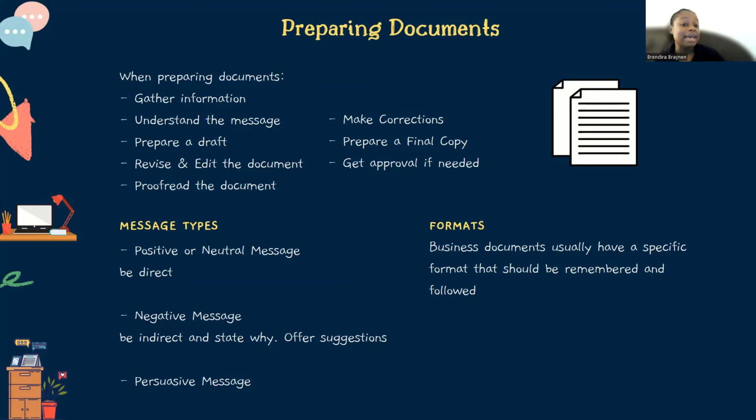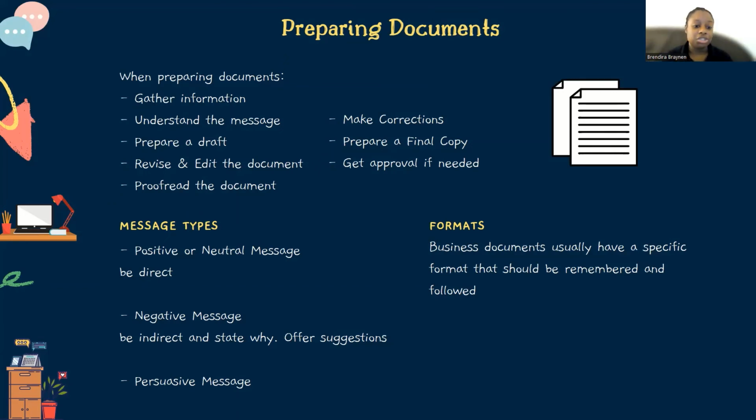You're going to revise and edit the document. So look at it, make changes, rewrite some things, fix some things. You're going to proofread the document, make any corrections, prepare a final copy, and then get approval if needed. So if somebody needs to sign off on the letter before it's sent, then that's a part of the preparation process for the written document.